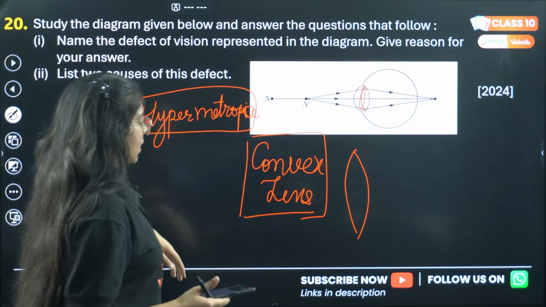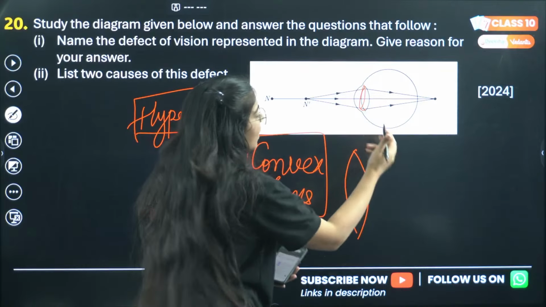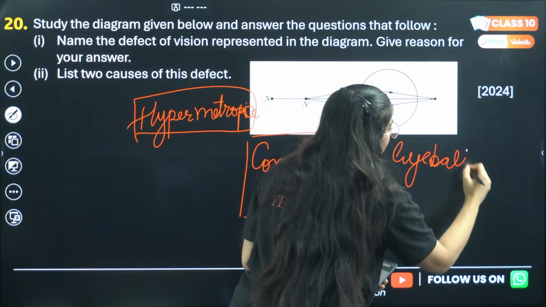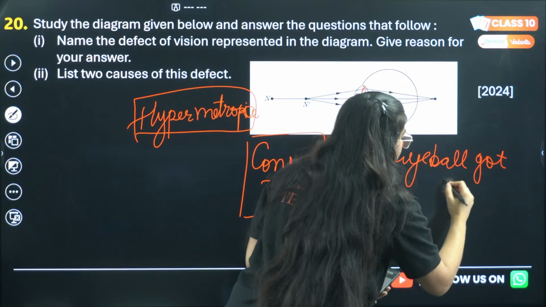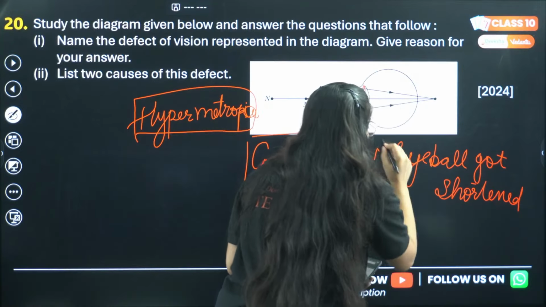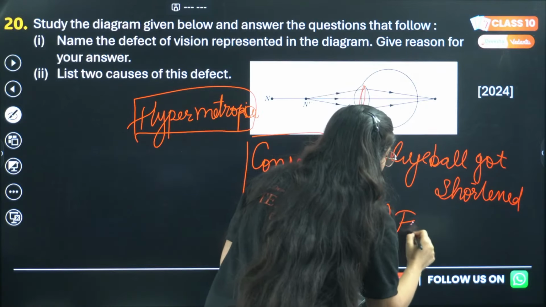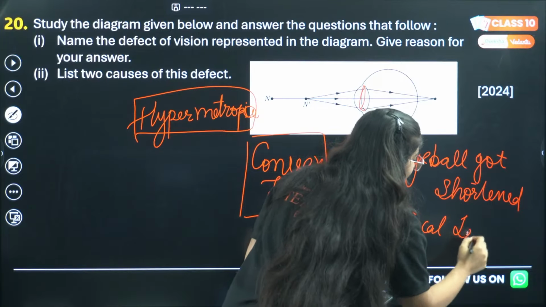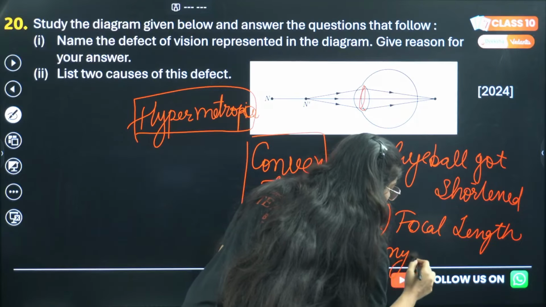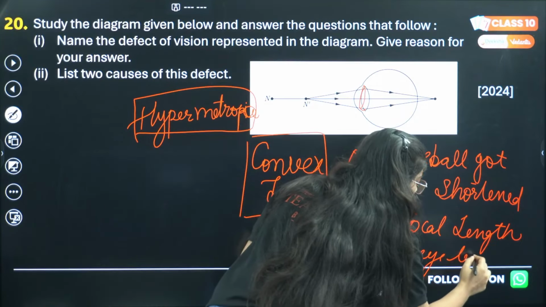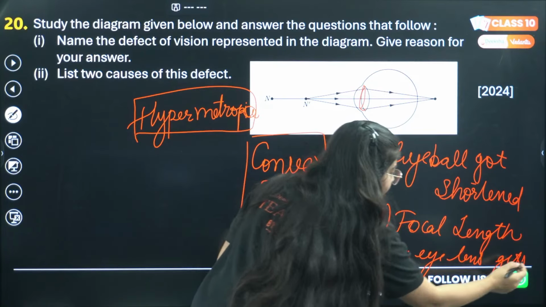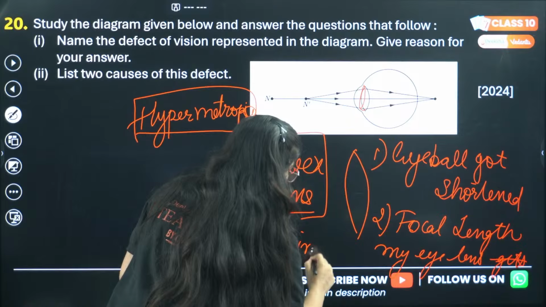Give reason for your answer. What is the reason? Either my eyeball has got shortened, or the focal length of my eye lens, not the corrective lens, has increased. Focal length increased.